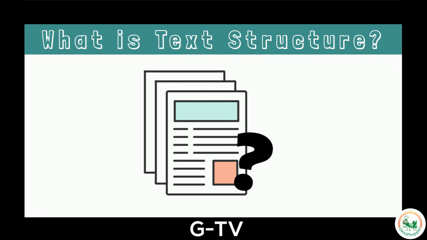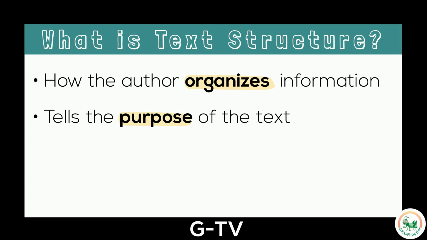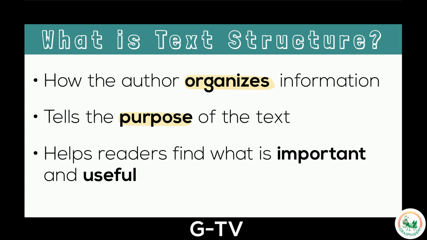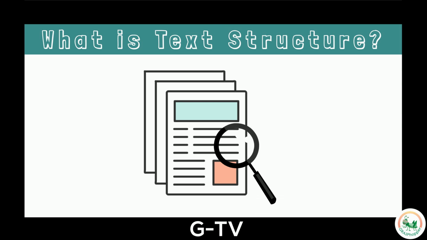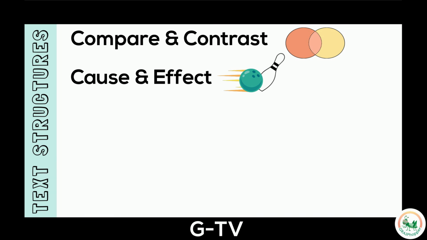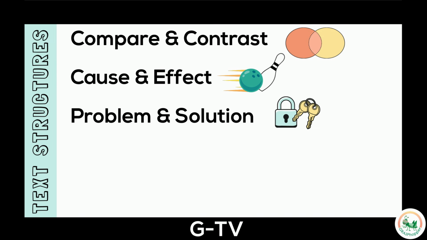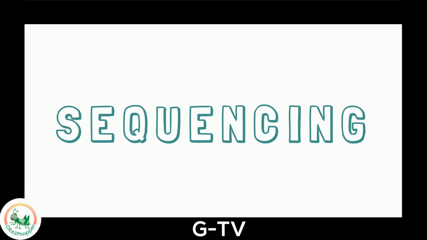Let's begin. What is text structure? Text structure is how the author organizes the information they are writing about. The text structure lets you know the purpose of the text. It helps you figure out what the most important and useful information is. Text structures you might find in a nonfiction text are compare and contrast, cause and effect, problem and solution, sequencing, and finally, description. Let's zoom in on sequencing.